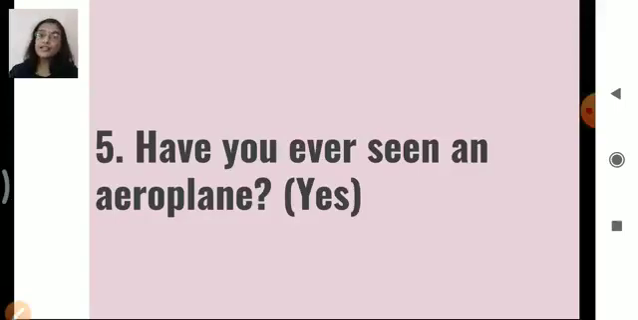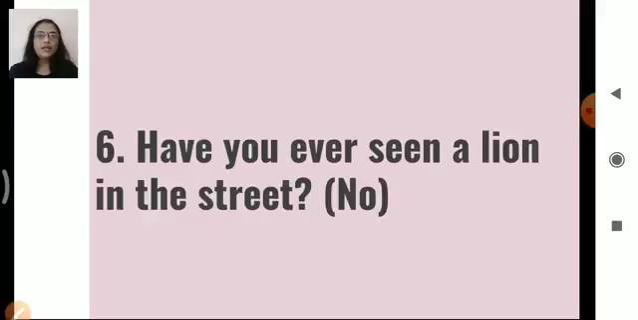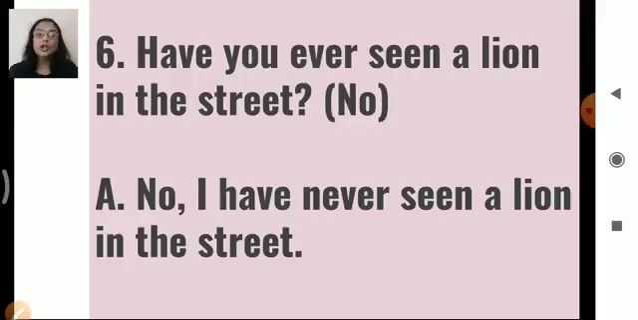Next. Have you ever seen an aeroplane? Yes. So the instruction is yes, so we have to use yes only in the answer. So our answer will be, "Yes, I have often seen an aeroplane." Sixth one. Have you ever seen a lion in the street? No. Okay, so it is said no, so we have to use that only. So our answer will be, "No, I have never seen a lion in the street."